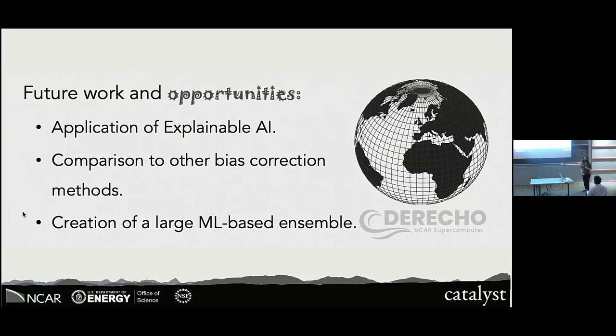Additionally, Katie and I currently have a proposal in an internal review to generate a large ML-based ensemble using a similar approach. The thought is, if we can use a similar approach, tweak the weights when we initialize our unit training, for example, and generate a large ensemble of trained models, we can see how much spread there is in our solutions. And maybe someone has more insight on what we could do here.